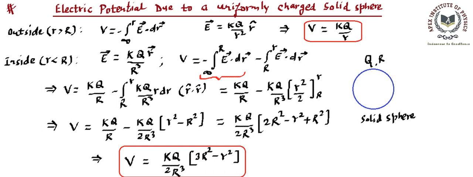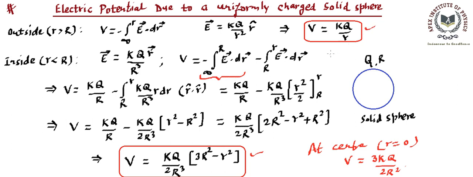Now, an important thing we can think about here is the center. At the center the potential will be calculated by placing small r equal to 0. If we substitute small r equal to 0, then this term will become 0 and the R square will get cancelled out, so V will turn out as 3kq upon 2R. So at the center of the solid sphere the potential is 3kq upon 2R, at any point inside it is this, and outside at any point it is this.